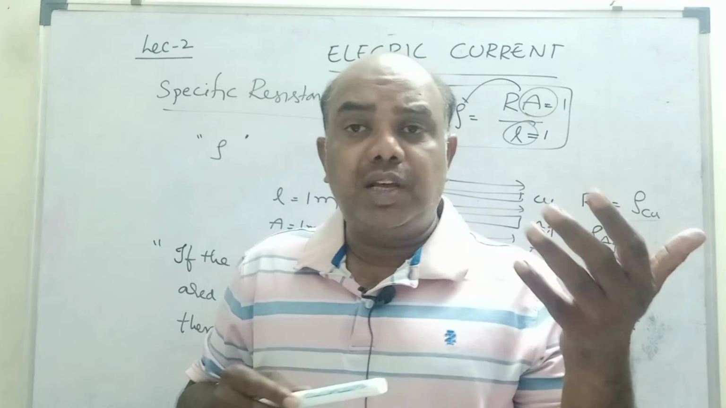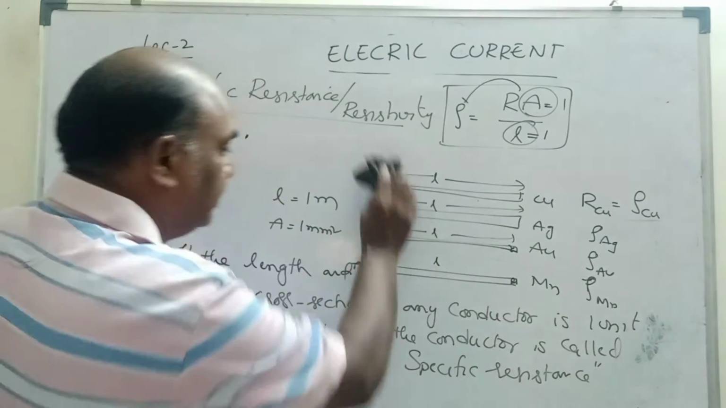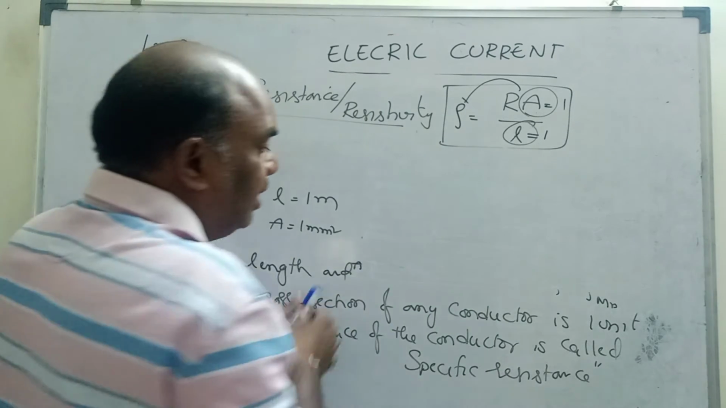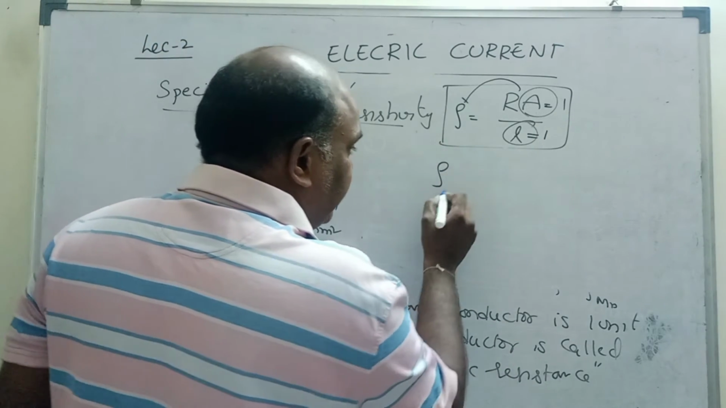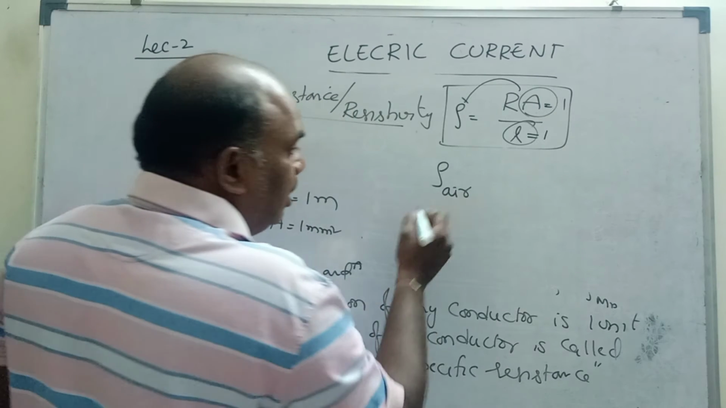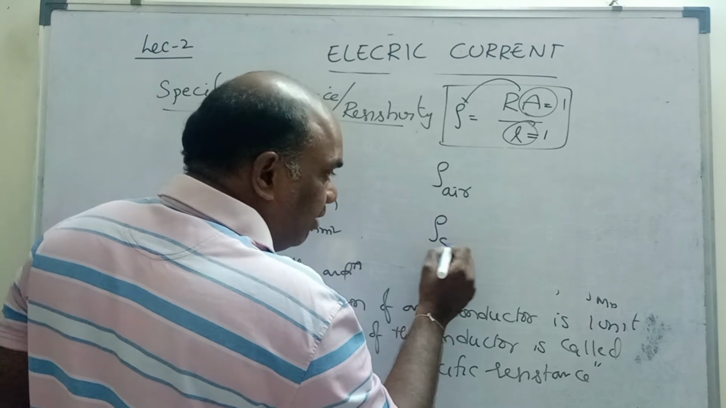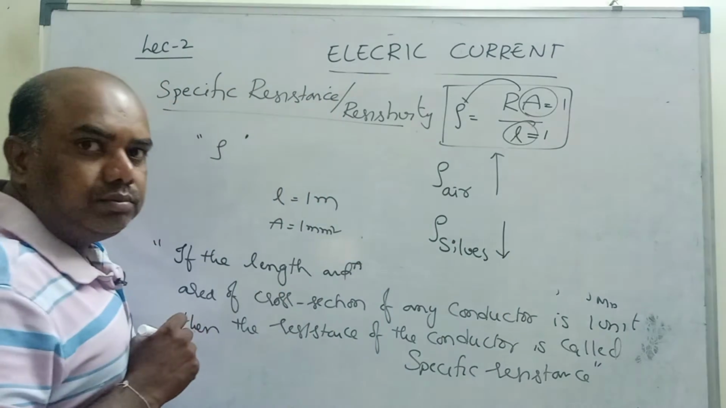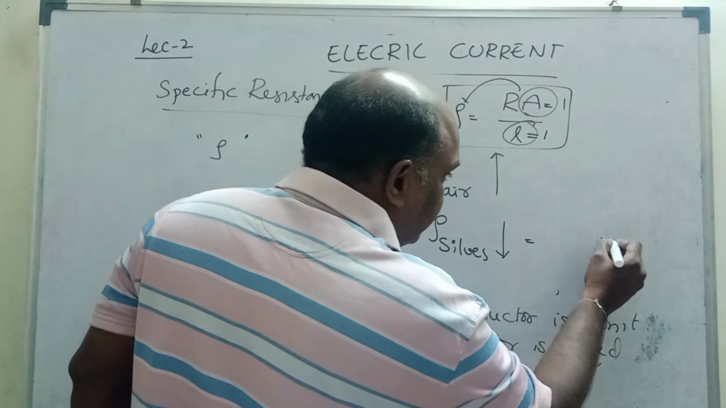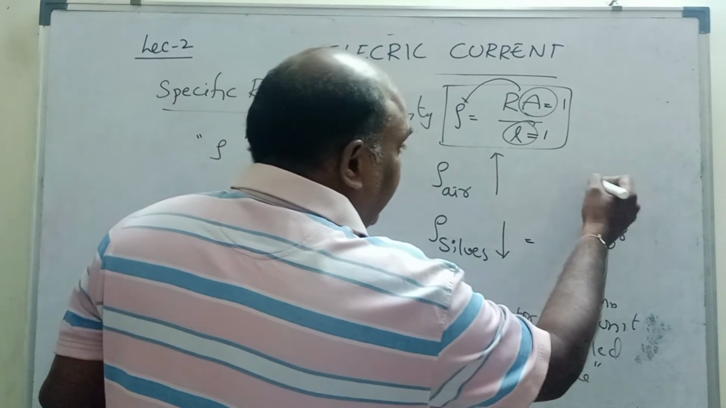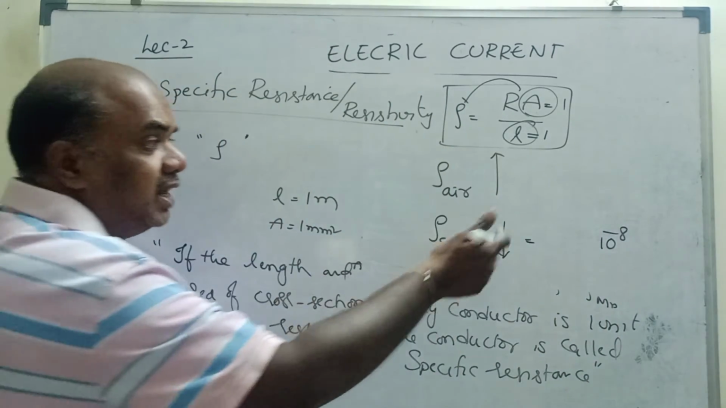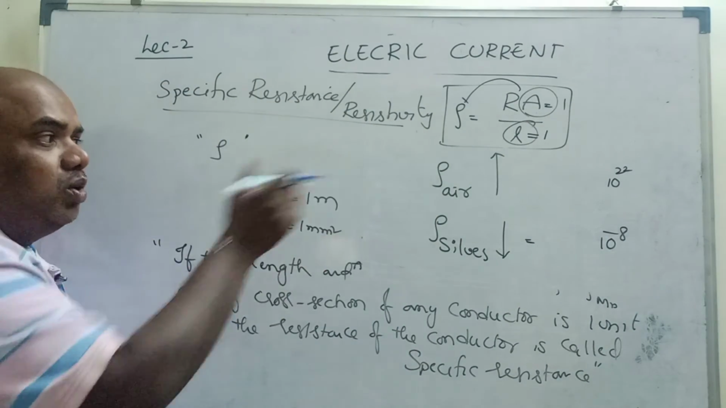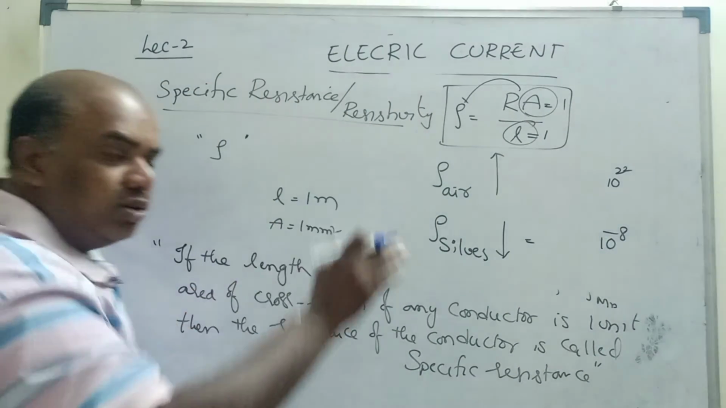Specific resistance values are different for different materials. Remember, children, specific resistance or resistivity is highest for air. Specific resistance is very low for silver. Silver resistivity is very less. Air resistivity is very high. Silver resistivity is in terms of 10 power minus 8. Air is approximately 10 power 22, like that, 10 power 18 times more than silver. These values are given in the textbook.